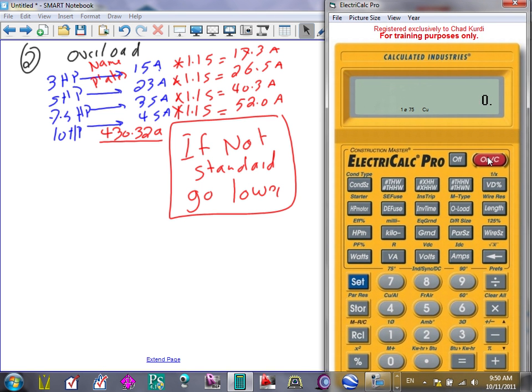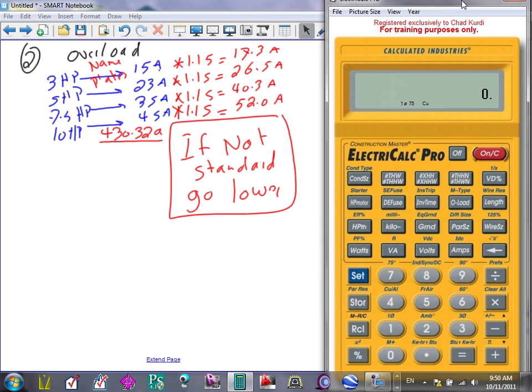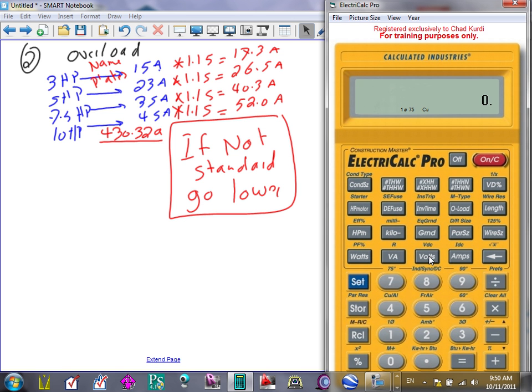Okay, I want to remind you guys, we're going to do overload on the calculator. If you have done anything with your calculator, let's go and check the voltage. What's the voltage? Make sure the voltage is still 240, right? It's 240. Am I still defaulted to single phase 75 copper? Good. All right. So let's start with the first baby. 3 horsepower, right?